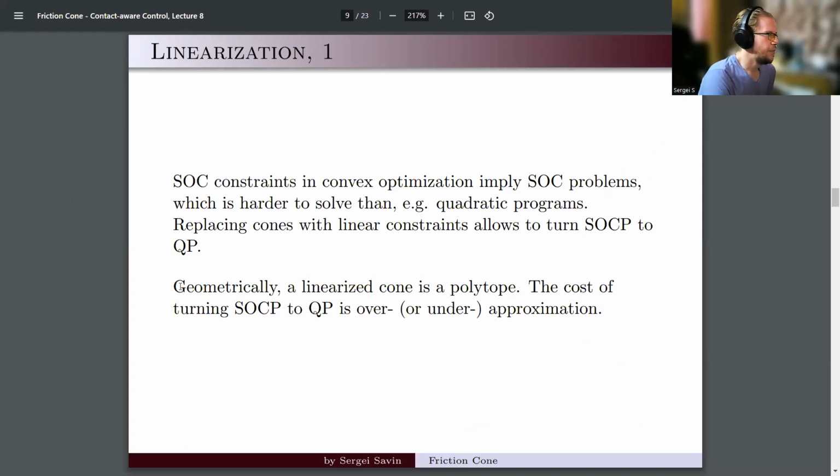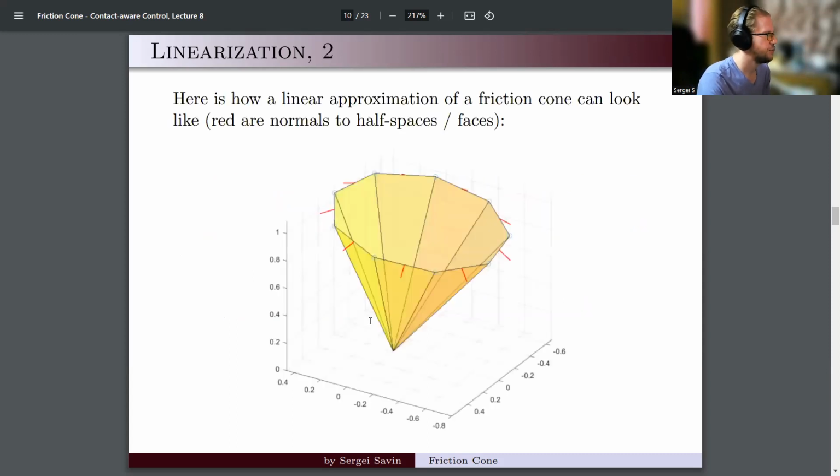So what we want is to replace the second order cone with a polytope. A polytope is a figure with faces. It has linear faces, no curvature, just linear faces, vertices, etc. This allows us to go from SOCP to QP, but at the cost of being either an under approximation or an over approximation. So let's understand those first.